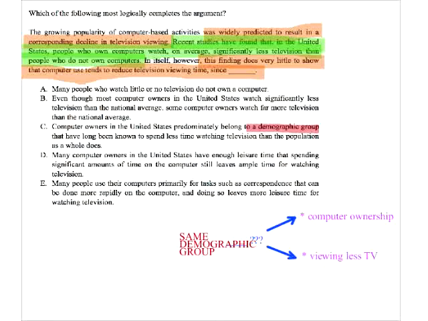Just like saying women are the ones who usually volunteer and women are the ones who usually live a long time. Therefore, it's just being women. So demographic group meaning like a certain social class or something like this. People who belong to some social class are more likely to have computers, and they are also more likely to watch less TV. So C does that and is therefore the correct answer.